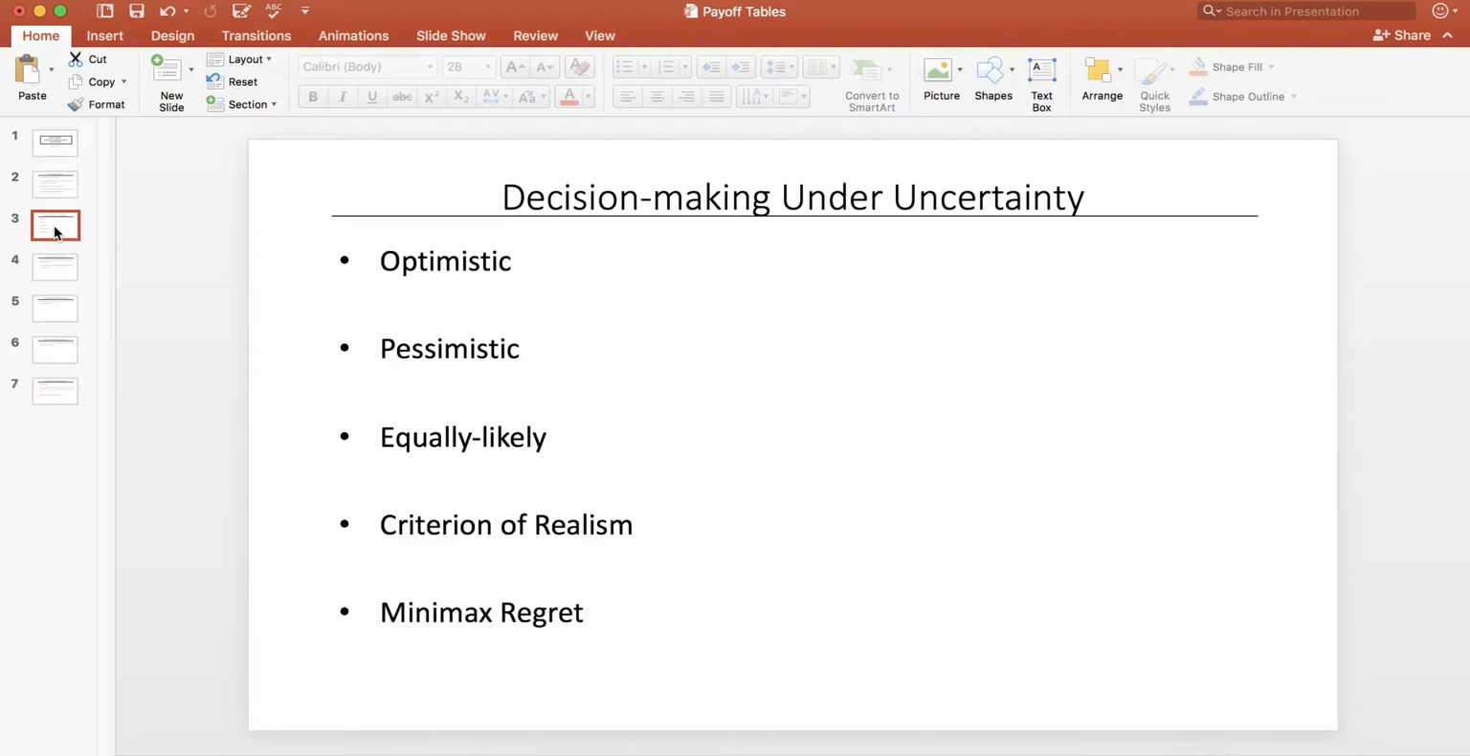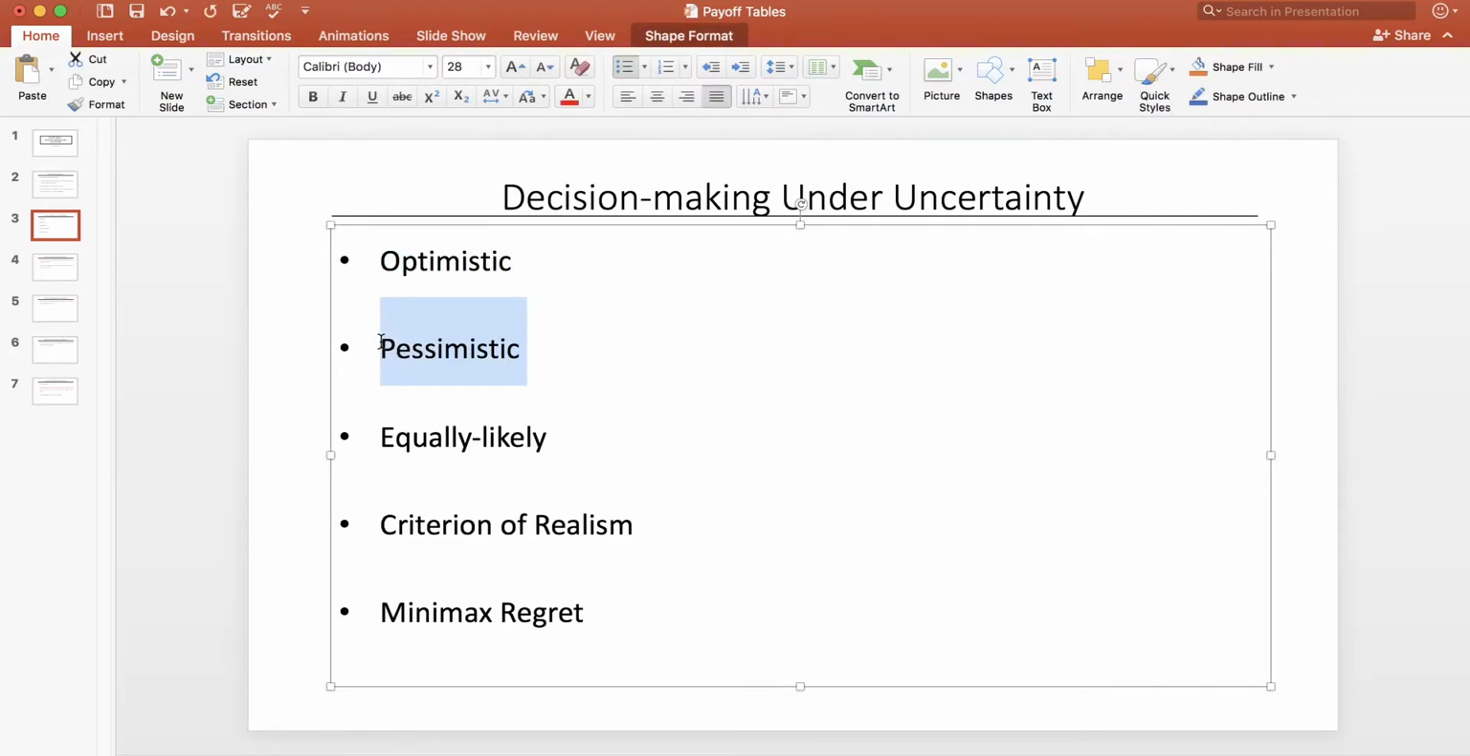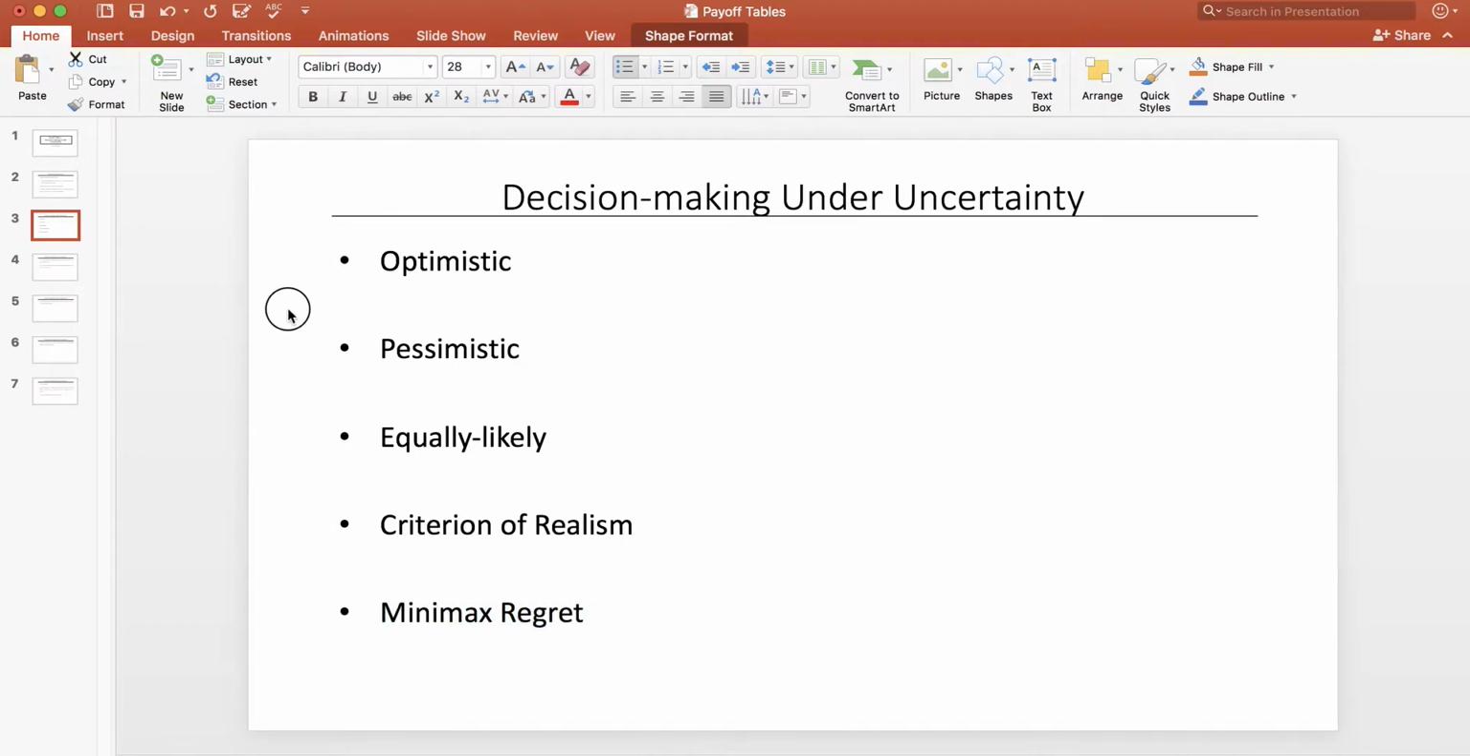After we create the payoff table, we are going to apply some techniques, and they are going to be the optimistic approach, the pessimistic approach, equally likely approach, criterion of realism, and Minimax regret approach. So we have 5 different techniques that we can apply, and we are going to see how we can use these alternatives in a numerical example in just a little bit.